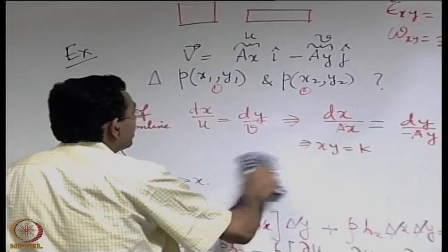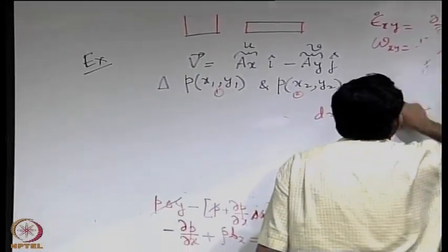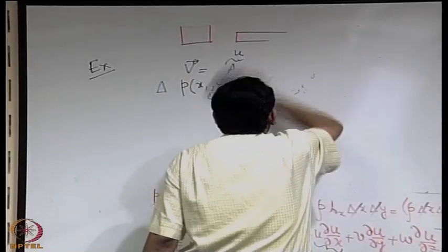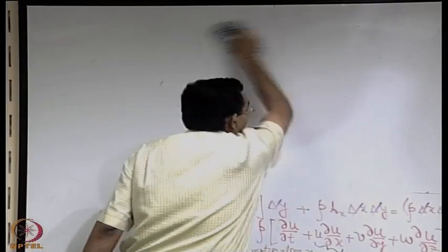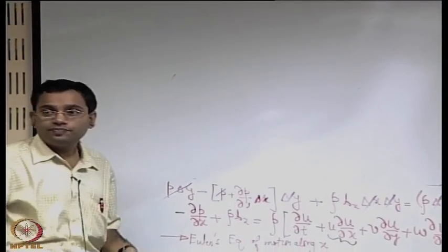To do that, we will leave this example and go back to the Euler's equations of motion along the different directions. So we have written the Euler's equation of motion along x, which is there on the board. Similar equations are there along y and z.